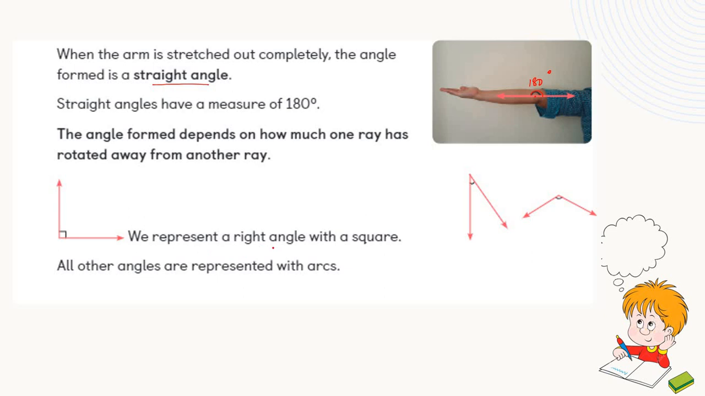We represent a right angle with a square. All other angles are represented with arcs. Only the right angle we represent with a square and all the remaining ones we represent with arcs.